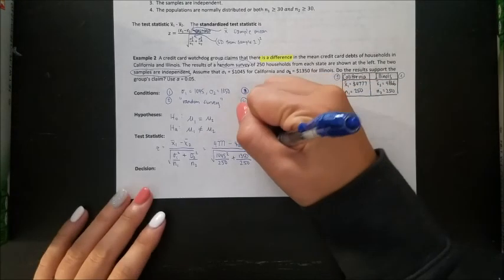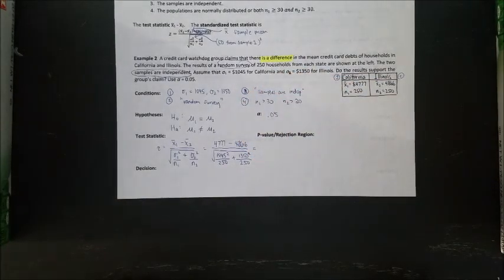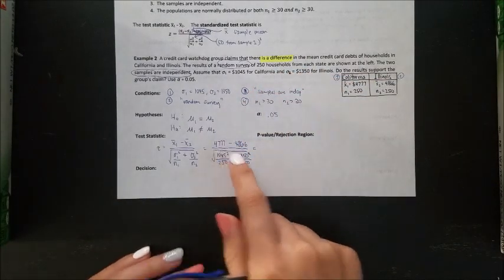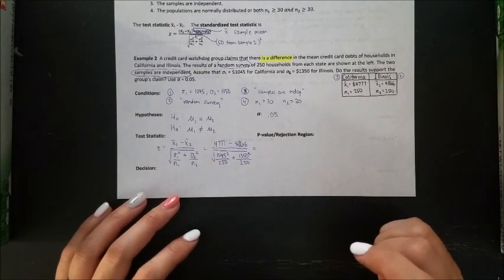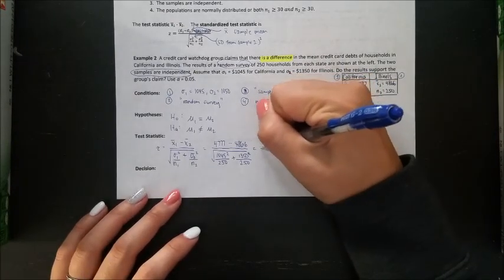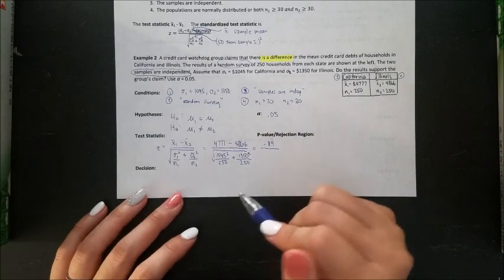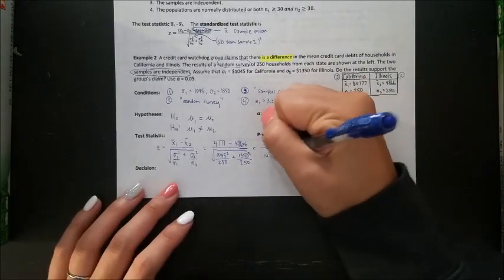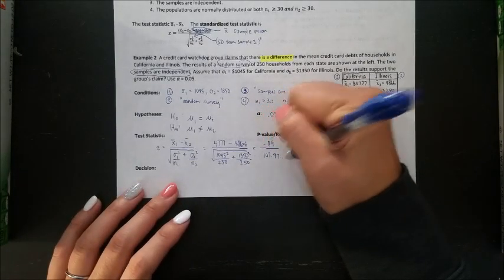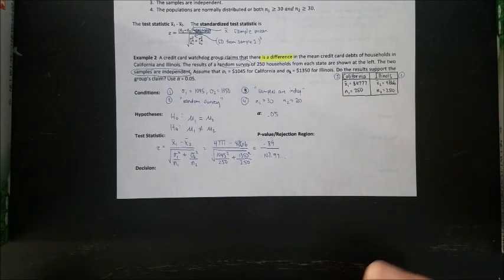Okay, so when we do the calculations on top, if we subtract the 4777 minus the 4866, we get negative 89. On the bottom, when you do this in your calculator, you should get like 107.97 something something something. So if you're not getting that number, we might need to double check that.